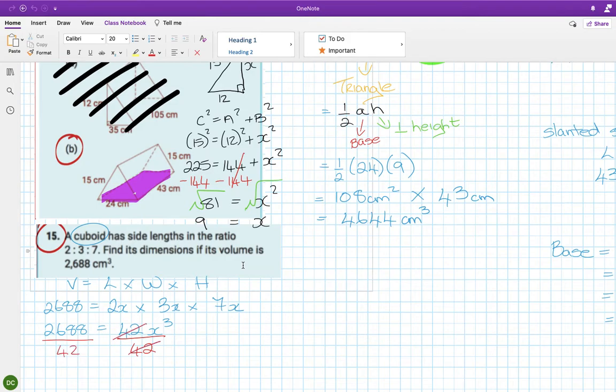And I get 64 equals x cubed. I'm pretty sure we've done this before. If you get rid of a square with a square root, you get rid of a cube with a cubed root. And there's a button on your calculator for cubed root. So I take the cubed root of the other side. So it's shift square root to get a cubed root, and then type in 64.